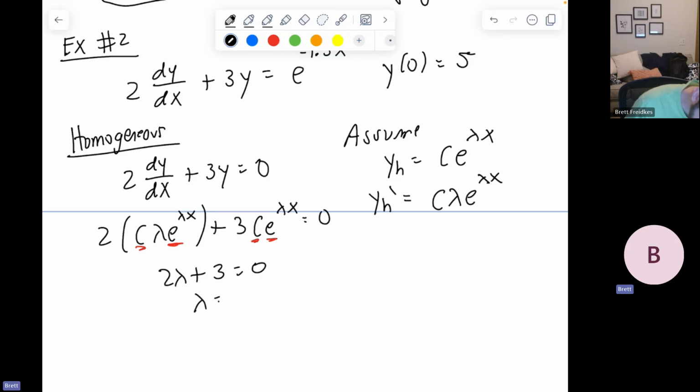You get lambda. Oh, sorry, it's not the same exact problem. It's a little bit different. The numbers are a little bit different. This gives us lambda equal to negative 3/2, which is negative 1.5. So that means that our homogeneous solution is C e to the negative 1.5x.